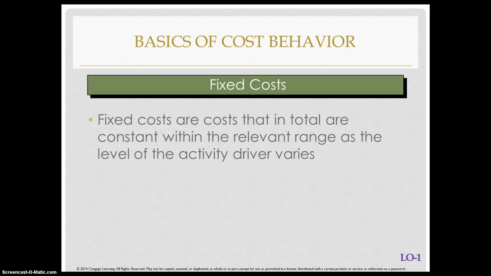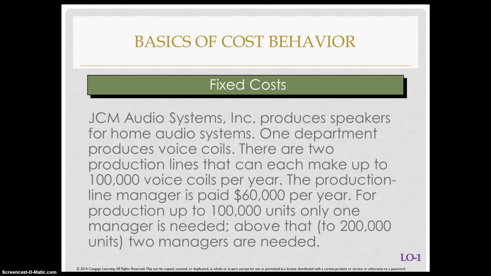So fixed costs are costs that in total are constant within the relevant range as the level of activity drivers varies. So we might be able to create 20 to 60,000 units and have the same fixed cost. As an example, JCM Auto Systems Incorporated produces speakers for home audio systems. One department produces voice coils. There are two production lines that can each make up to 100,000 voice coils per year.